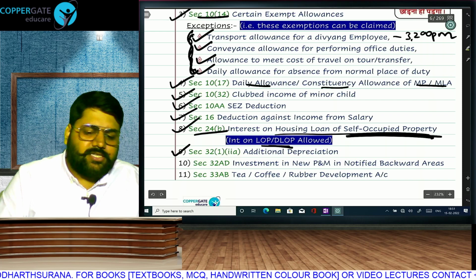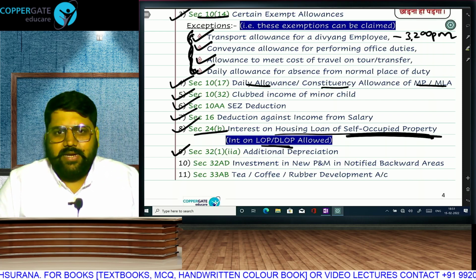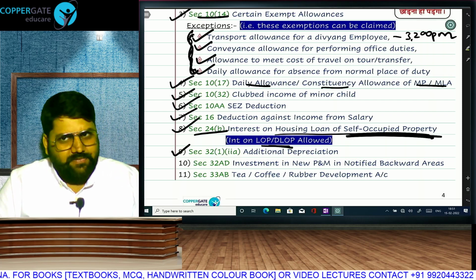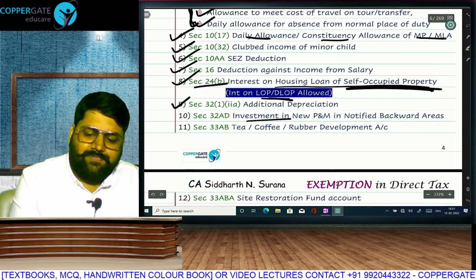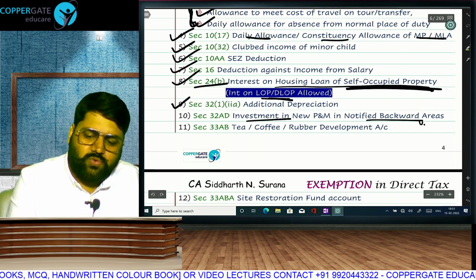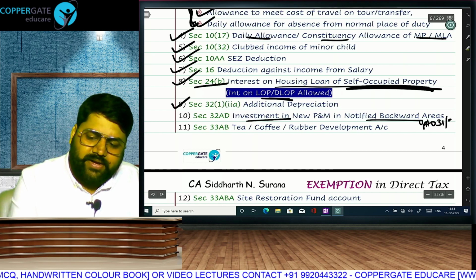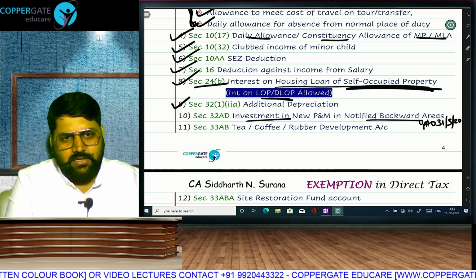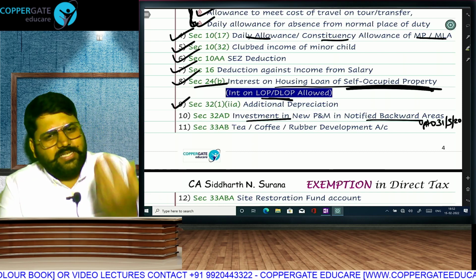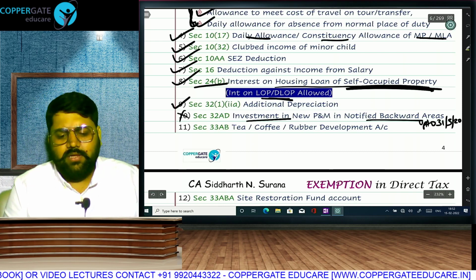Next, additional depreciation. Manufacturers are eligible for additional depreciation. It will be allowed in old regime, not allowed in new regime. Whenever you invest in plant and machinery in backward areas, this was only up to 31,320, so it is irrelevant. Now you can ignore it. It was a deduction earlier available. Now the section is only deleted. You can ignore it if you want.